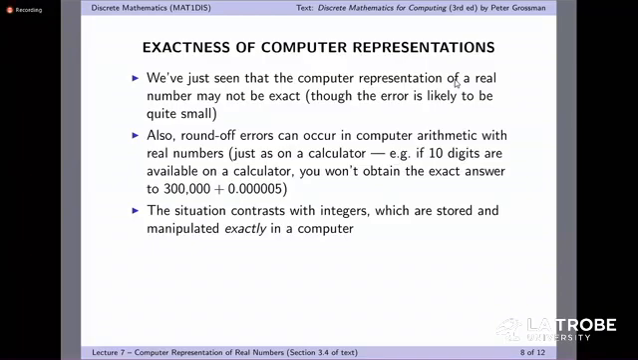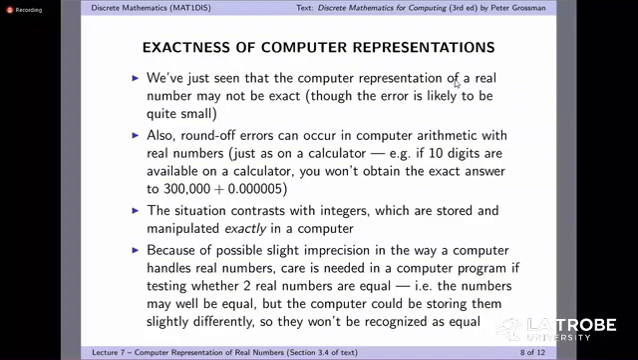This contrasts with integers, which are stored and manipulated exactly. Because of slight imprecision in the way a computer handles real numbers, care is needed in a computer program when testing whether 2 real numbers are equal. Of course, then we would have to be very, very careful because we are talking about a long string of bits there.